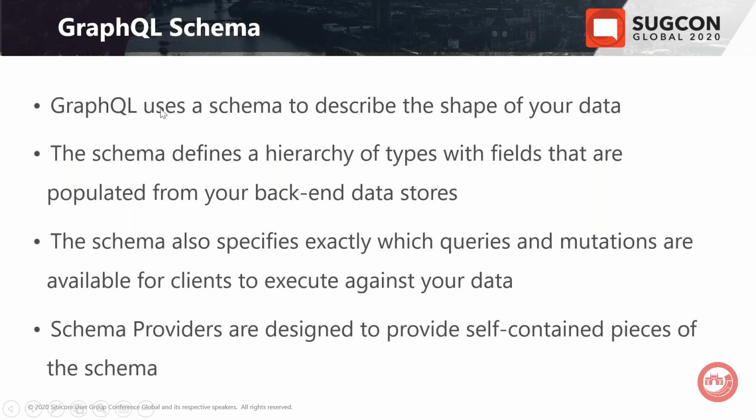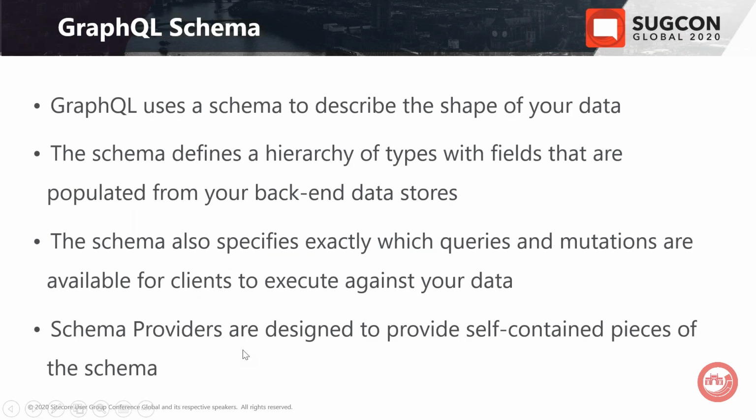In GraphQL, you use a schema to describe the shape of your data, like what is allowed as part of the schema. You can limit the number of fields and queries as part of this custom schema. The schema defines a hierarchy of types: first the item, then its fields, then its inherited fields, all those things. The schema also specifies exactly which queries and mutations are available as part of that schema.